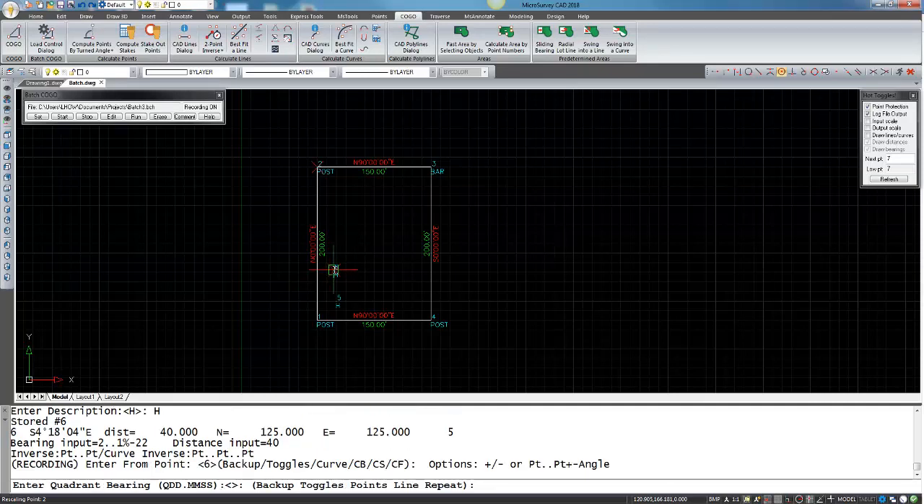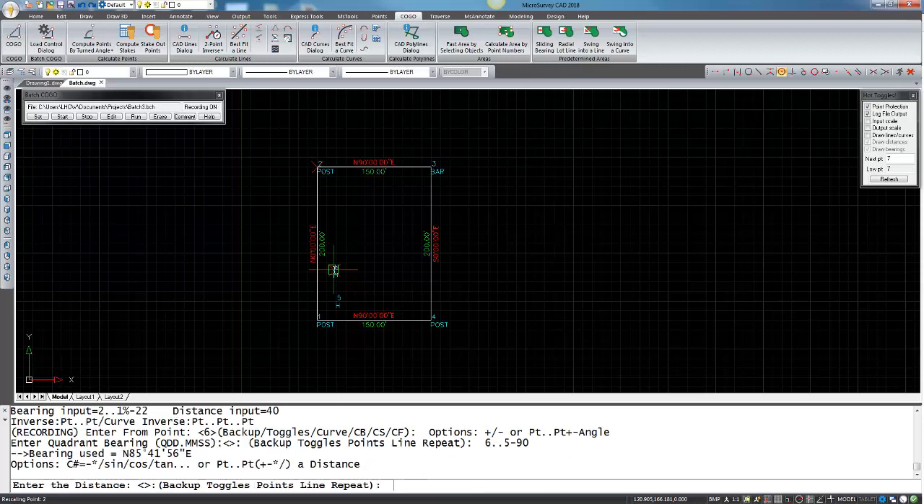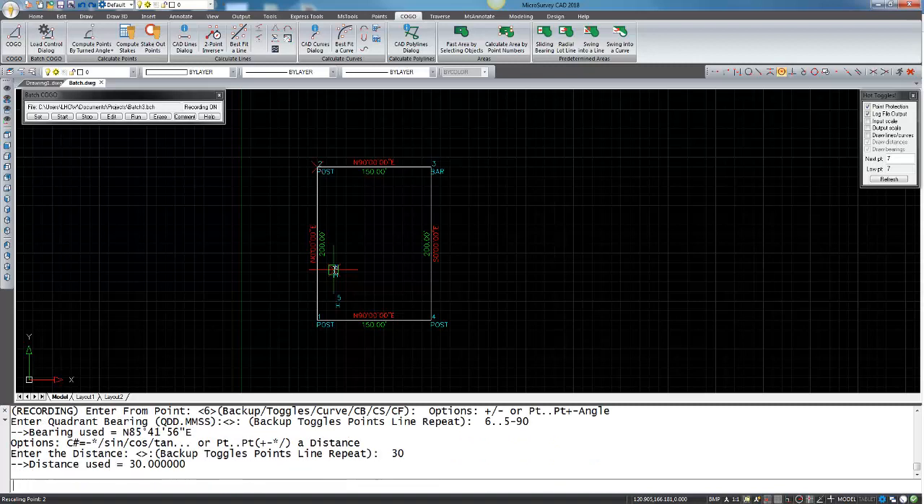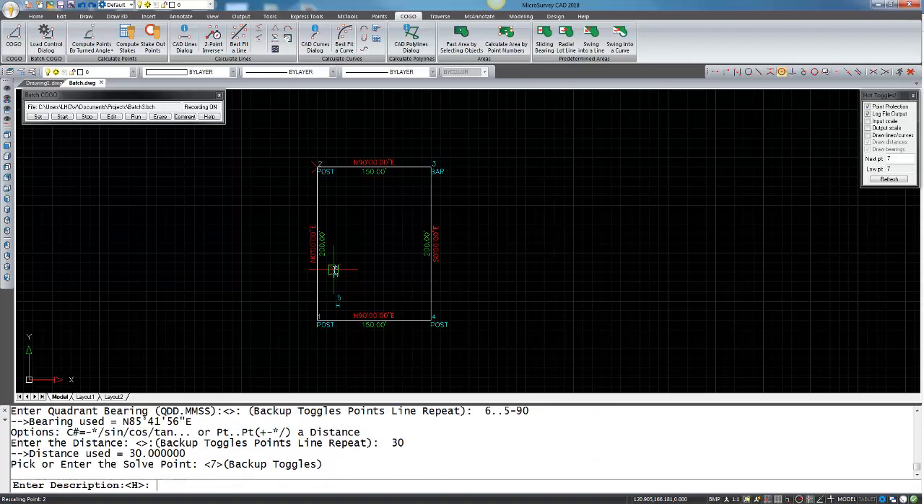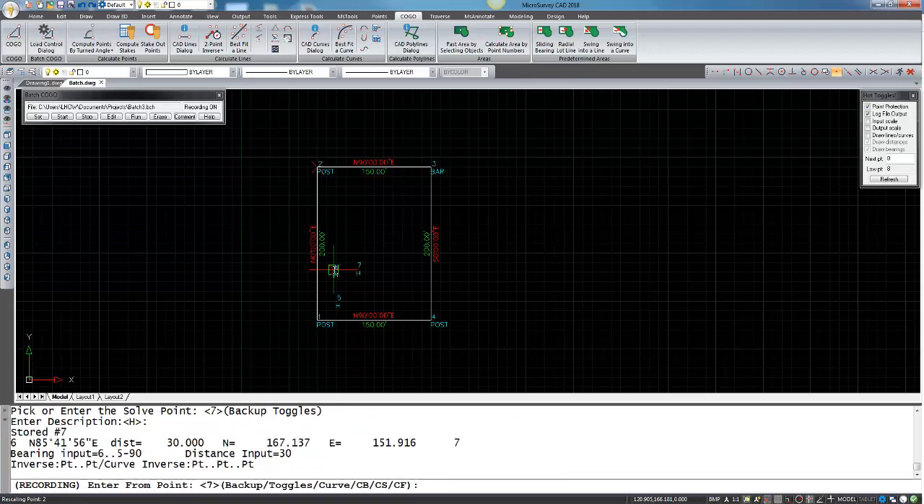And we're going to go at a bearing of 6 to 5. And we want to turn 90 degrees to the left, so we want to put negative 90 in for the bearing. And the distance is 30 feet. And we want to solve for point 7, and description is H.